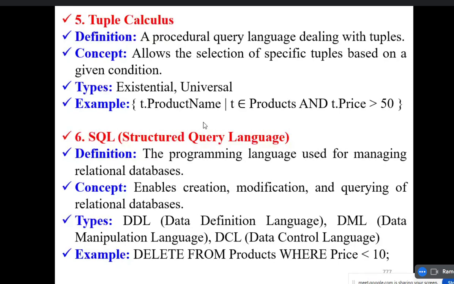Please allow them. So SQL is a product of Oracle company. It follows the structured query language instructions, rules, and regulations. The definition says it is the programming language used for managing relational databases like SQL, MySQL, Teradata, DB2, MS Access, etc. The concept enables creation: we are creating the table, we are modifying the table, and we are asking questions of the relational database. That is called the concept. Then what types are there? There are three types: DDL, DML, DCL.